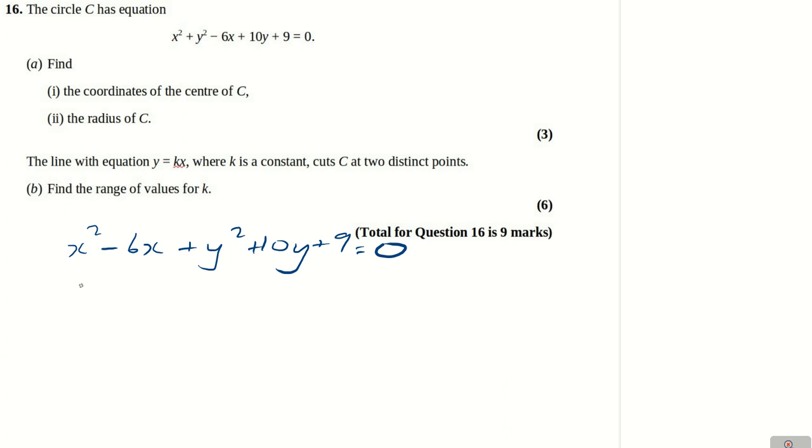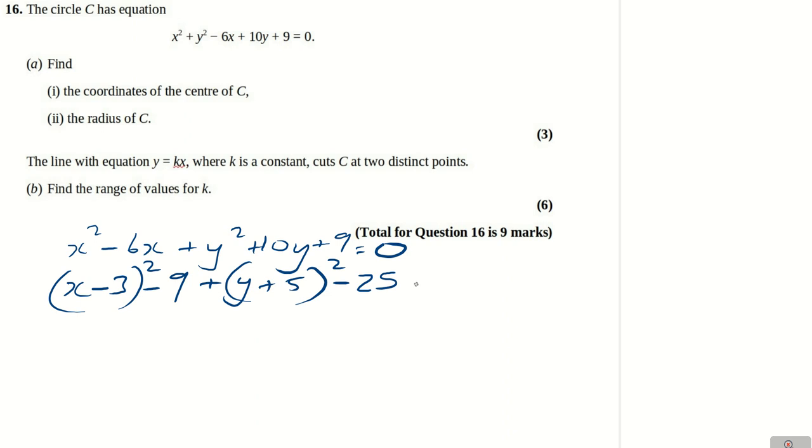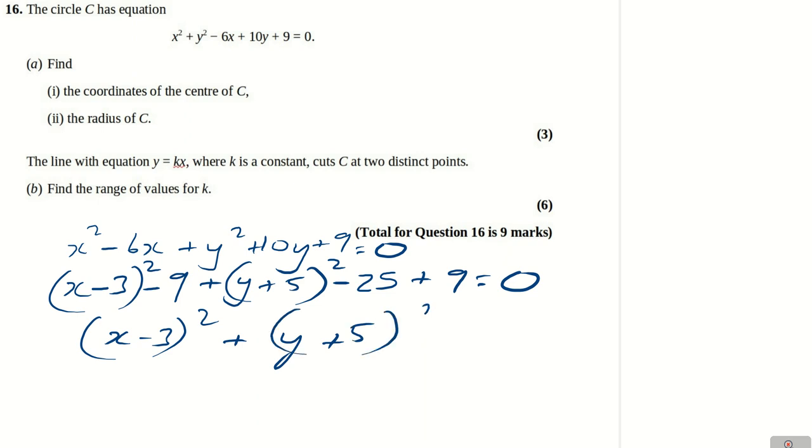Very standard procedure. We use completing the square, so half of 6 is 3, so we get x minus 3 all squared, and then remove the 9, plus y plus 5 all squared, take away the 25, but we still need to add on the 9 equals 0. So simplifying that, x minus 3 squared plus y plus 5 squared, the 9's cancel out and the 25 we can move over like that.